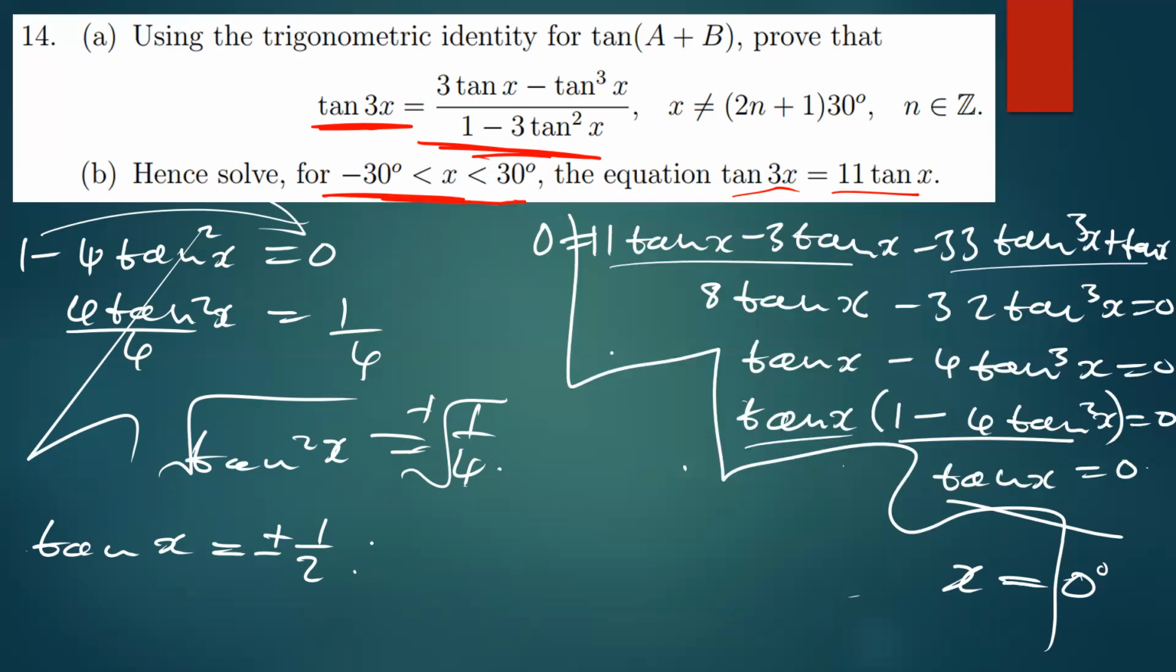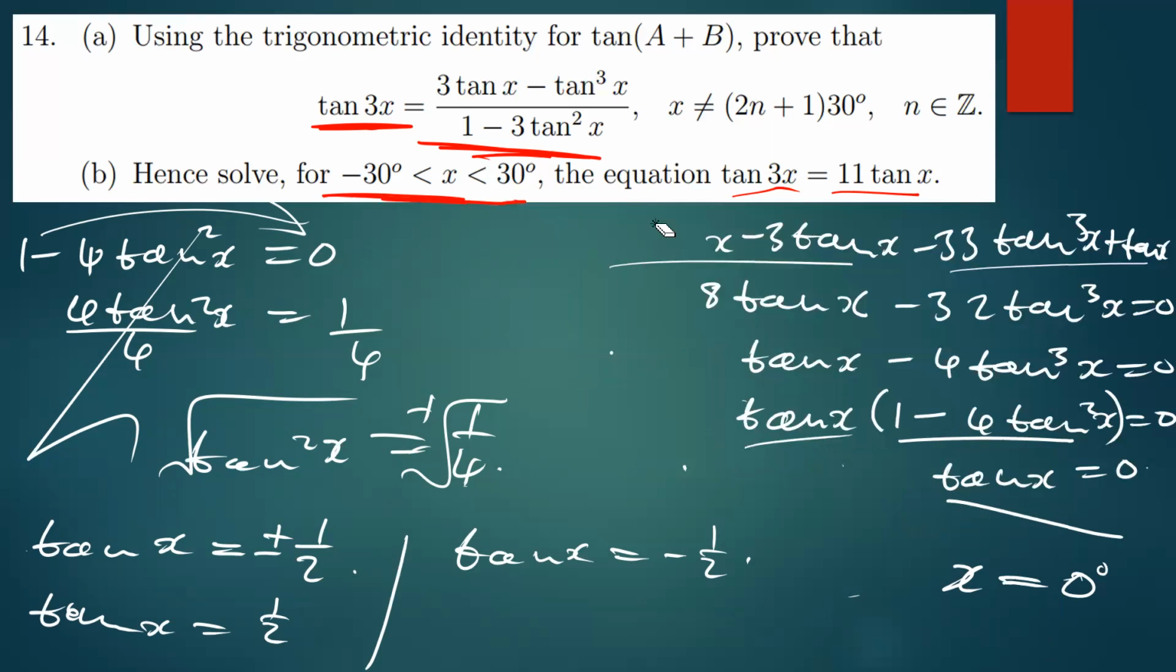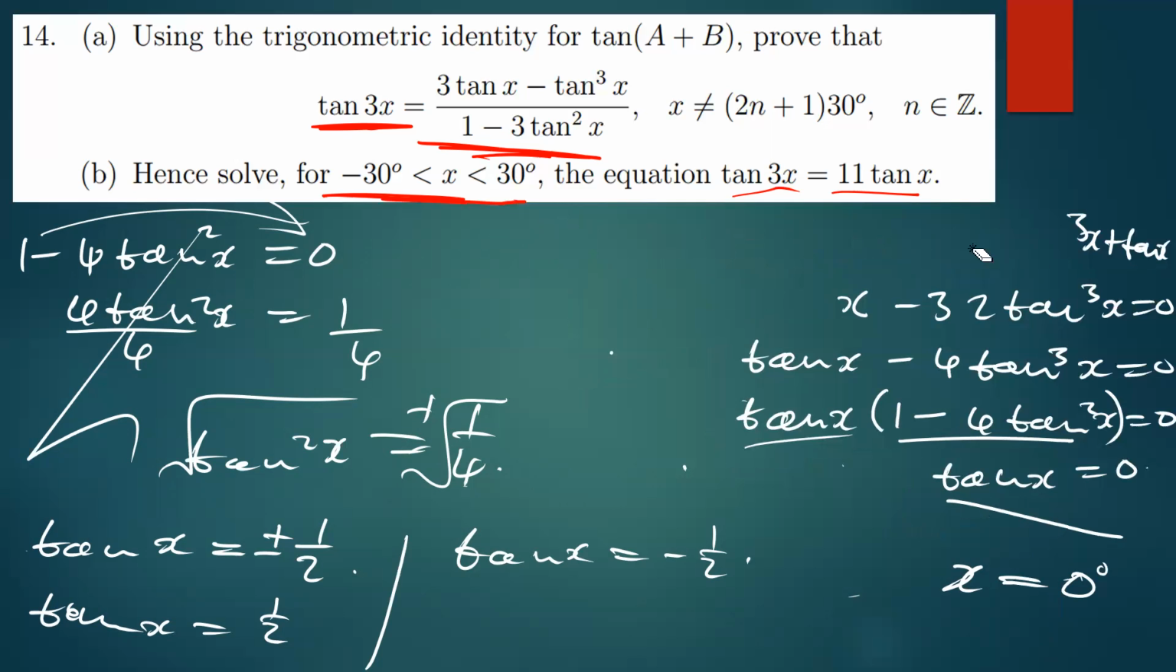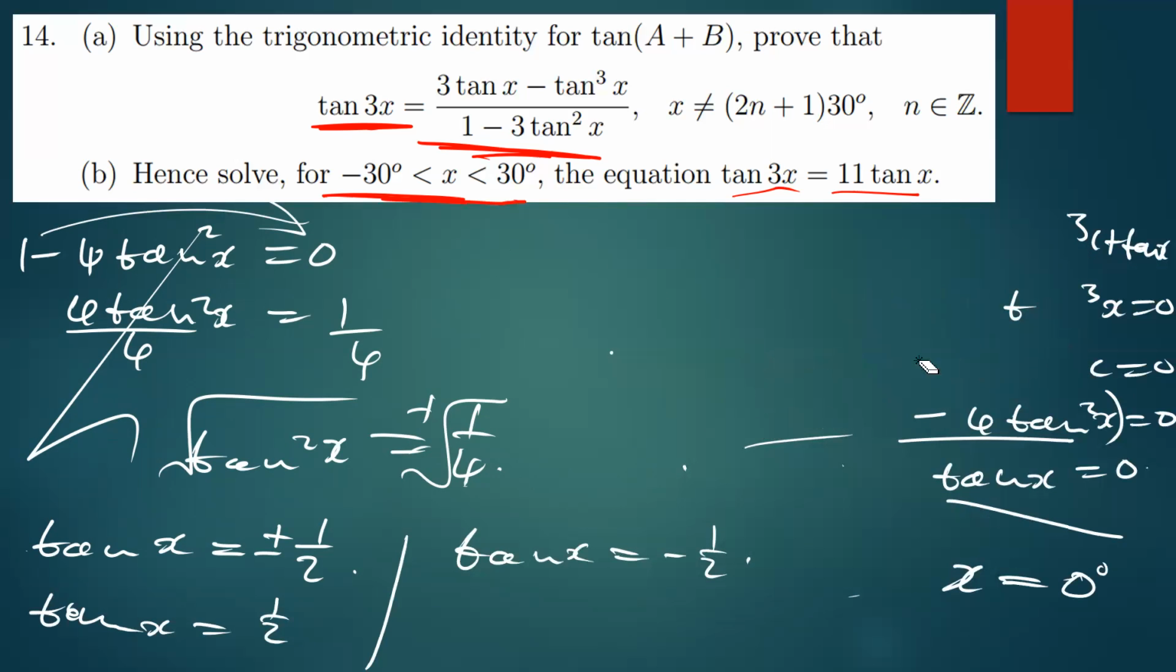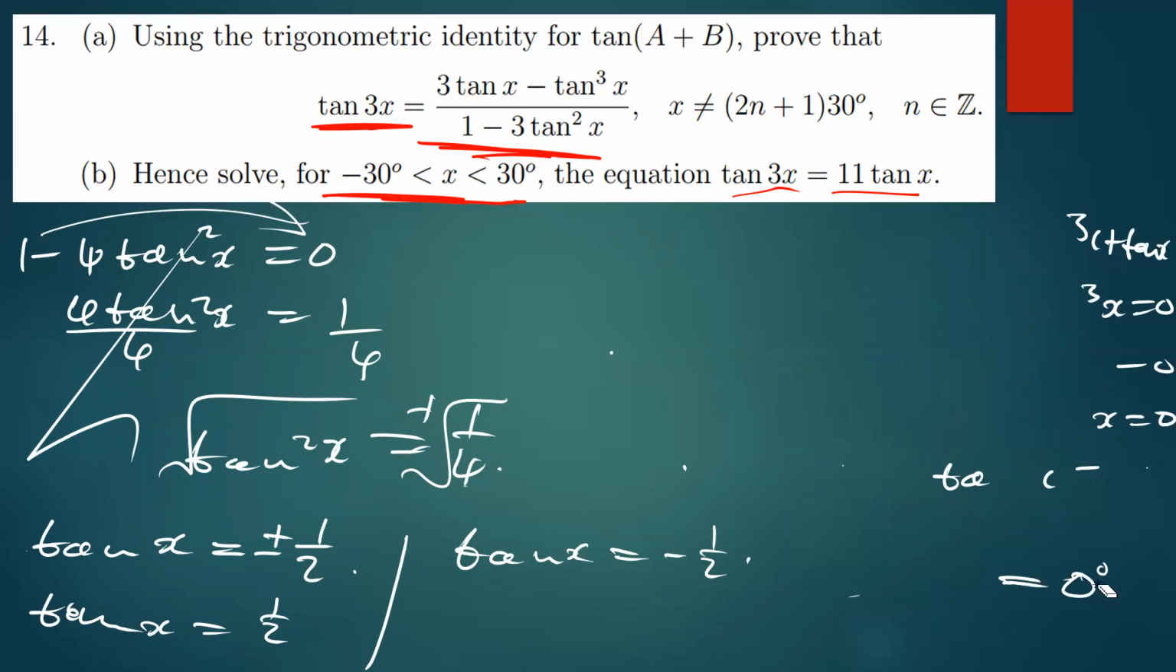The first one is tan x is equal to 1 over 2. The second one is tan x is equal to negative 1 over 2. For the first one, we first have to find the reference angles and then check the quadrants. Then after checking the quadrants, you write the answers. So the first solution we found was x is equal to 0.